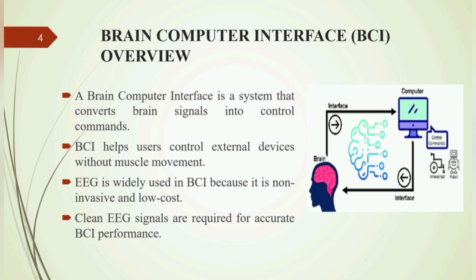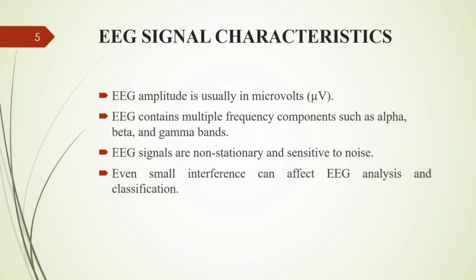To understand why noise affects BCI, let us look at EEG signal characteristics. EEG signals have very low amplitude, usually in microvolts. They consist of frequency bands such as alpha, beta, and gamma. These signals are non-stationary and highly sensitive to noise. Even a small interference can affect the EEG analysis and classification.